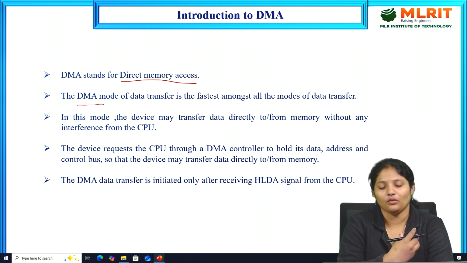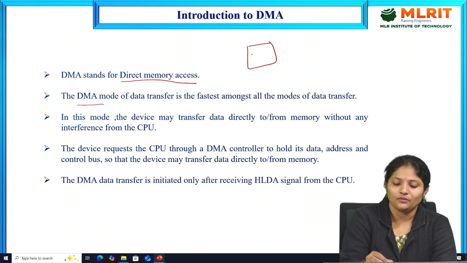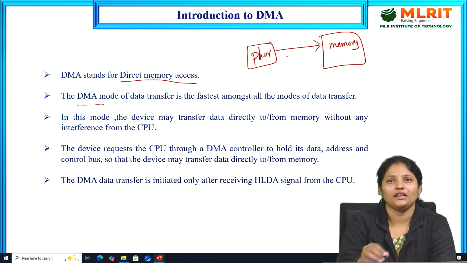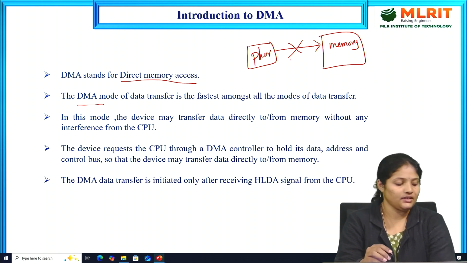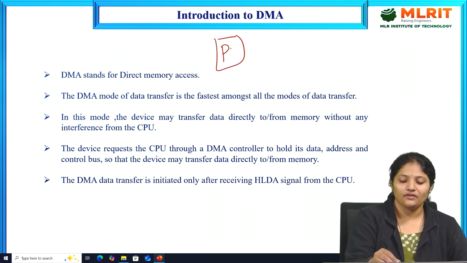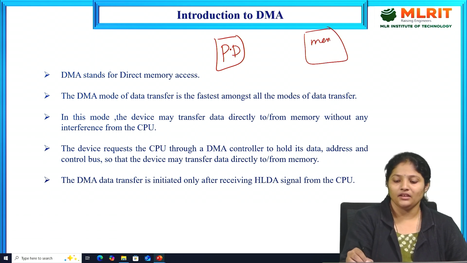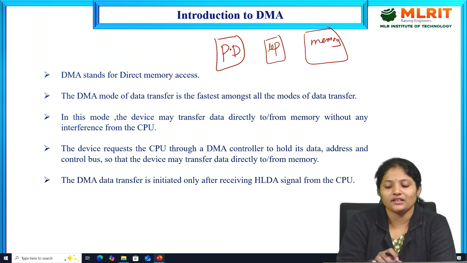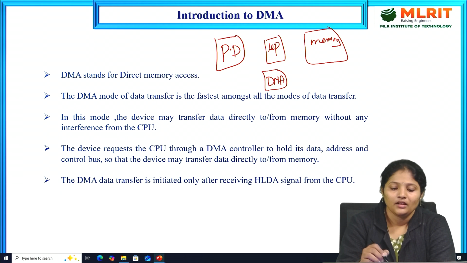The peripheral which wants to access the memory can directly approach the DMA controller, which is already interfaced with the 8086 microprocessor. If this is the peripheral device, it needs to access the memory directly, but it is not possible because the memory will always be interfaced to the microprocessor. So if the peripheral device needs to access the data in the memory, there must be the processor. If the peripheral devices want to access the memory without the help of the microprocessor, then we can interface this DMA controller. By using this DMA controller, the peripheral device approaches the DMA controller that it wants to access the data from the memory.